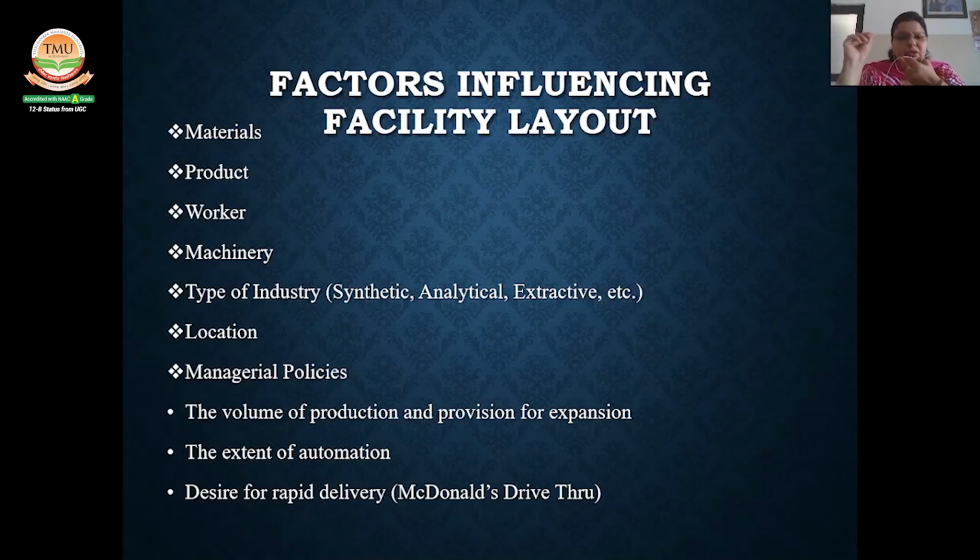Next is the extent of automation. Extent of automation means things are going automatic, so you need to be technologically advanced as per the requirement, or as per the need of the hour. Next is desire for rapid delivery. As you know, products are delivered through home deliveries. So you also have to create an e-commerce presence for that, and you can sell your product online, as fast as possible.